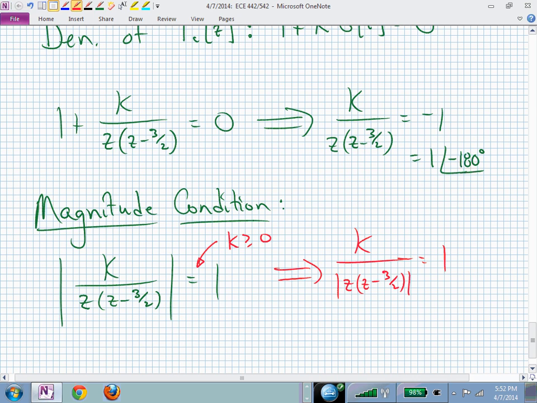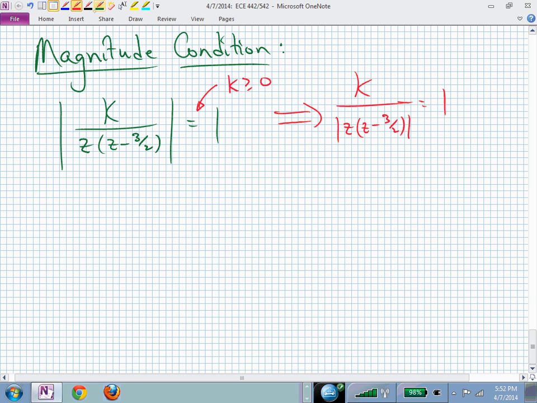And the magnitude of a product is the product of the magnitudes, so that we can start looking at the magnitudes of each of these individual factors. Meaning the magnitude condition now allows us to say that the magnitude of these two pieces, their product, determines the gain value k.